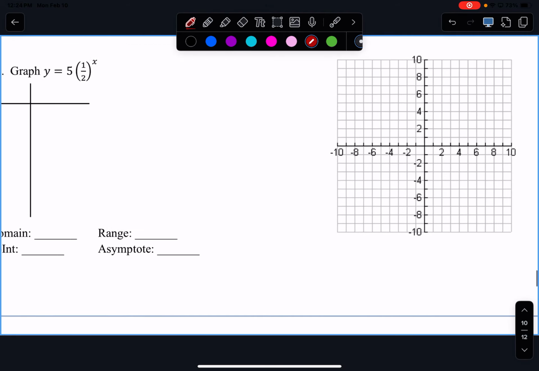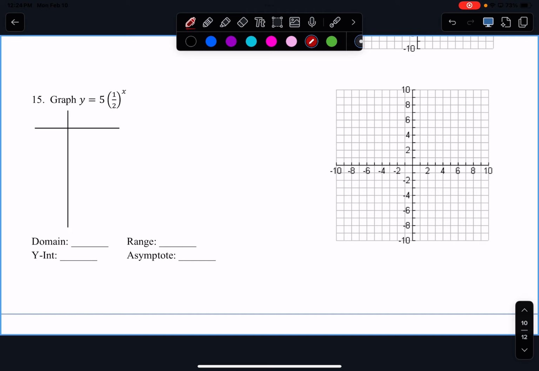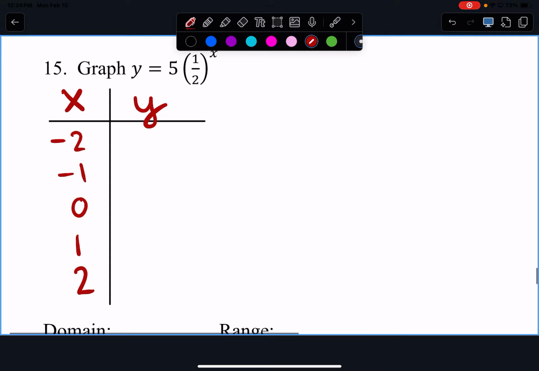All right, for number 15, we're going to do the same thing. We're going to look at a table for x and y, and we're going to go from -2 to 2. For what we're doing now, we're pretty much going to stick around there.